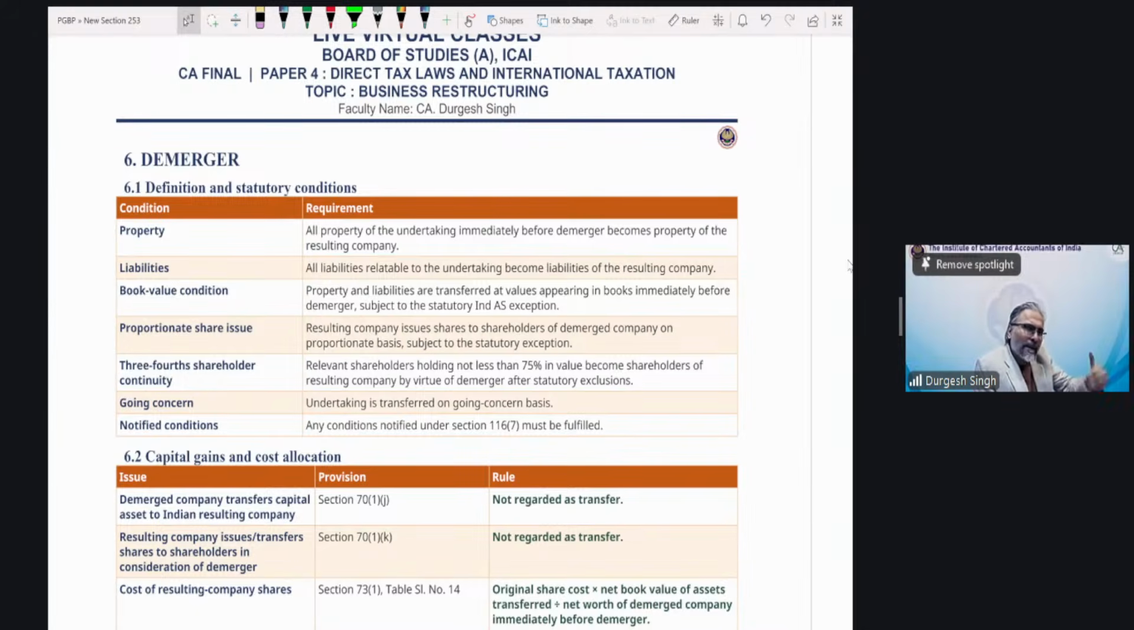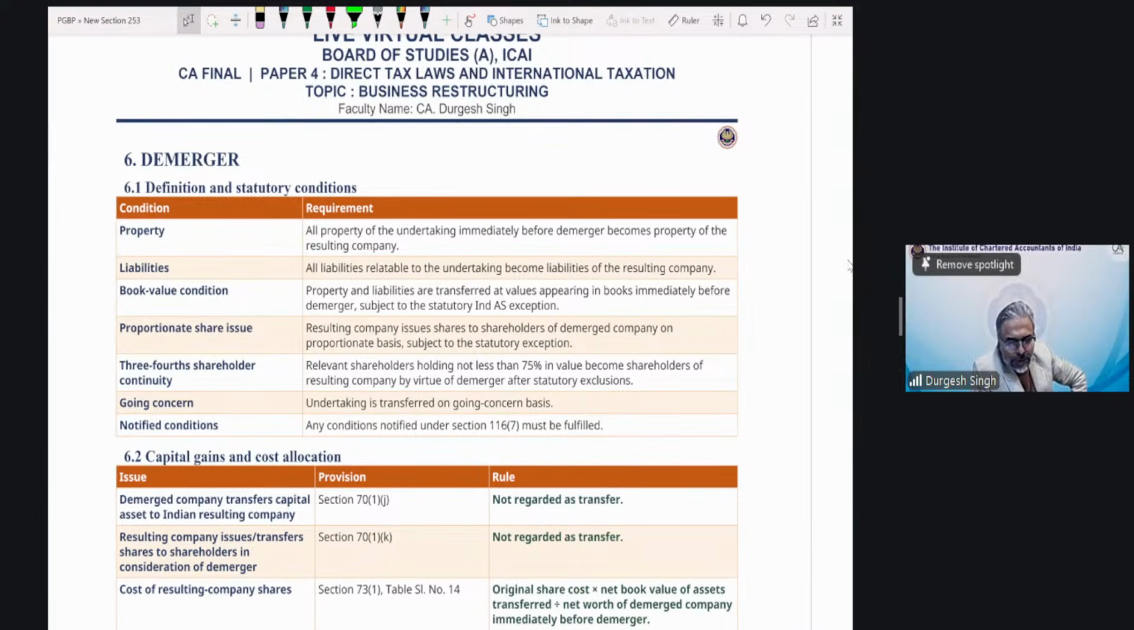So if you see, the definitions are the same as in amalgamation. But in amalgamation, the entire entity was merged with the other entity. Here, it's only about the division. Now, the book value condition. Property and liabilities are transferred at the value appearing in the books immediately before the demerger, subject to the statutory exception.